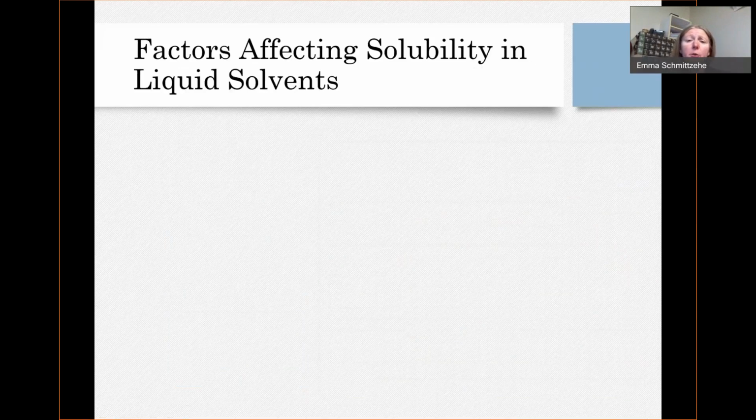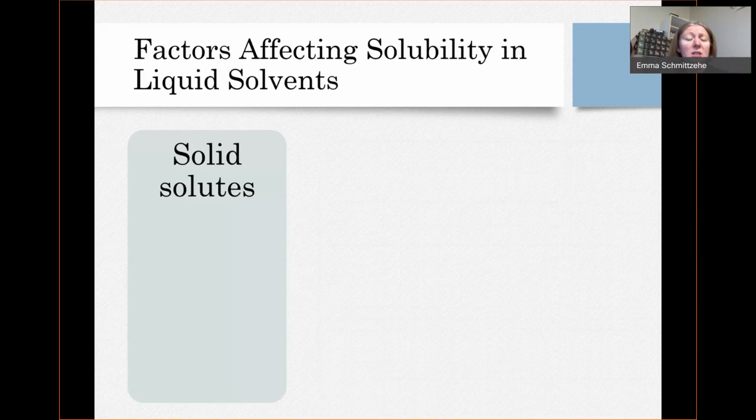Now I'm going to focus on having a liquid solvent, but we'll look at different phases of solutes and talk about what factors would affect their solubility. Because sometimes you can change things to get more of something to dissolve or to get something to precipitate out or undissolve, I guess you could say.